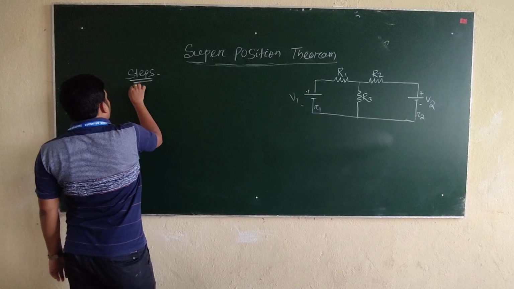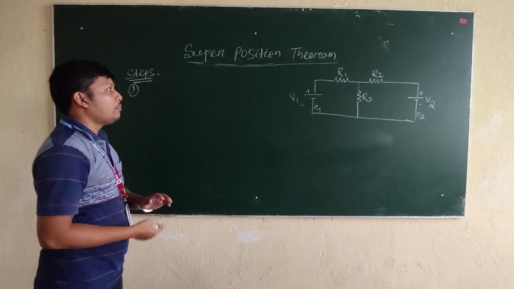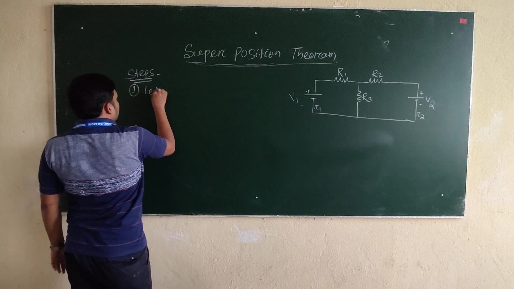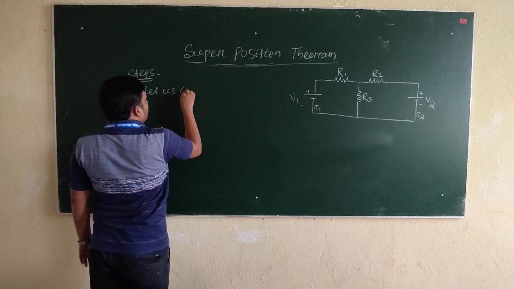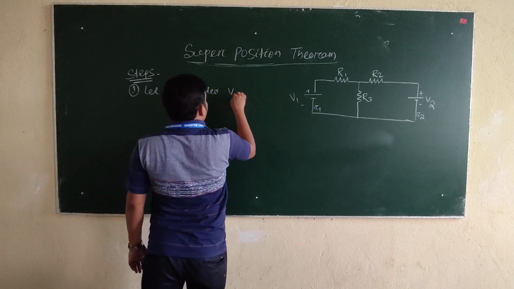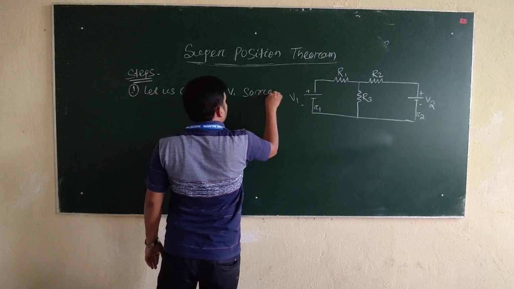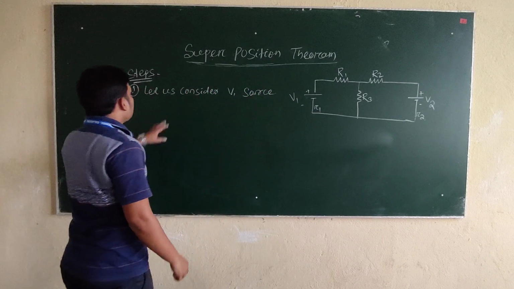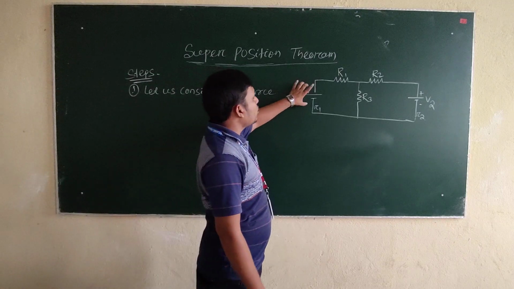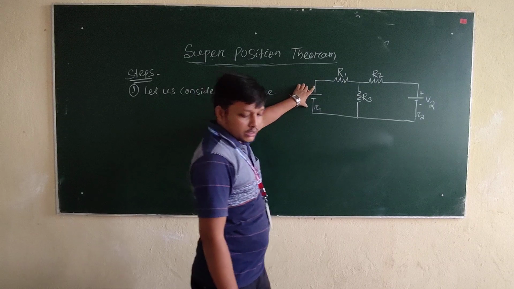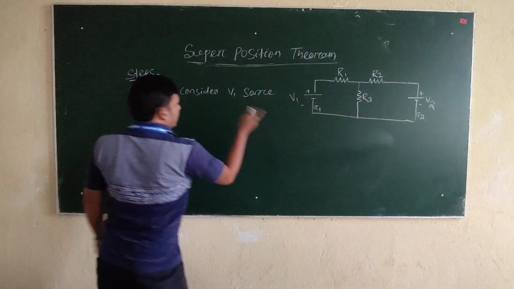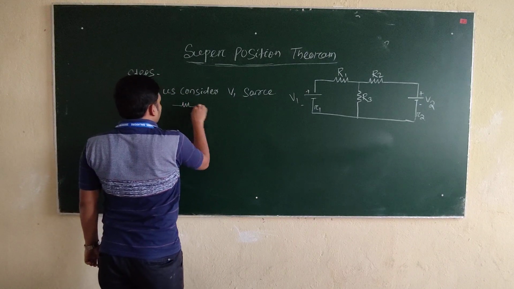Step 1. How have we applied it? In step 1, let us consider the V1 source. As I have discussed, when we consider the V1 source, we have to remove the source V2. Then the circuit looks like this.